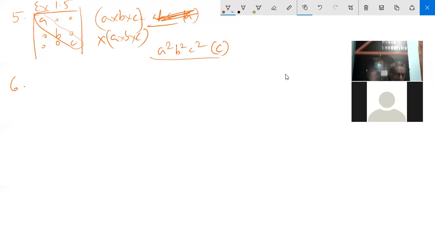Then we will try the sixth sum. If A is a square matrix of order 3, then the determinant of K times A is... K is multiplying everything. K into A, K into A, K into A, so K cubed into A. K cubed into A.